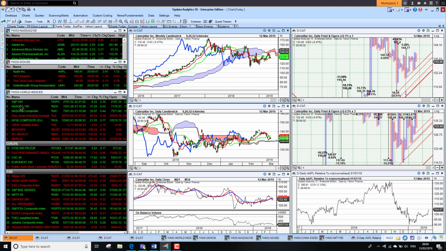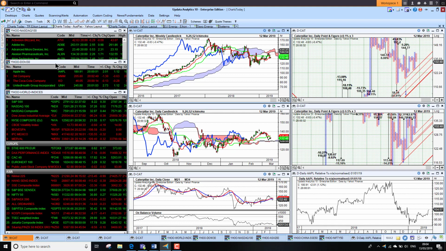Here we see how the major indices in the US, the S&P and the NASDAQ were up, but the Dow was down. And we'll have a look at the individual stocks and why that occurred. And then looking at Europe and then Asia, we see most markets down except for India. India was the strong point there.